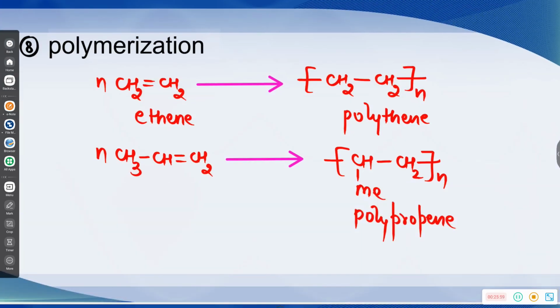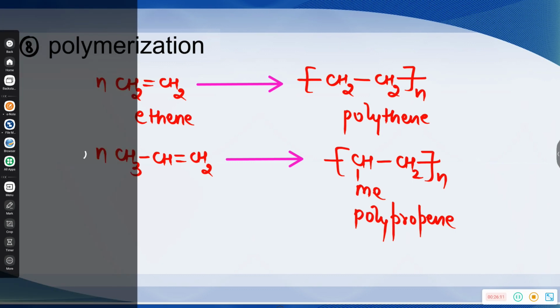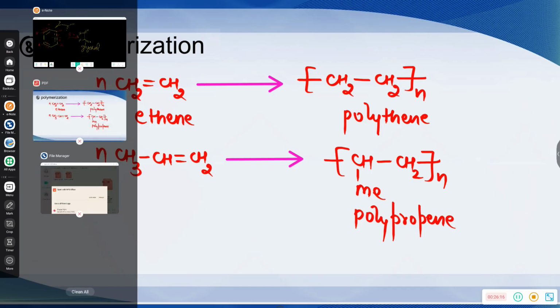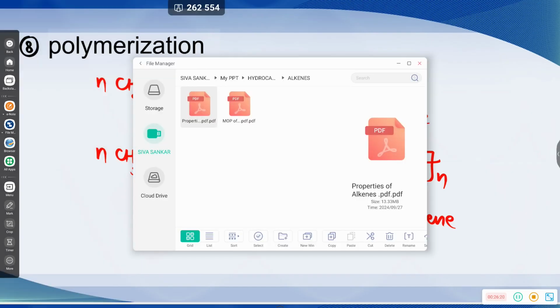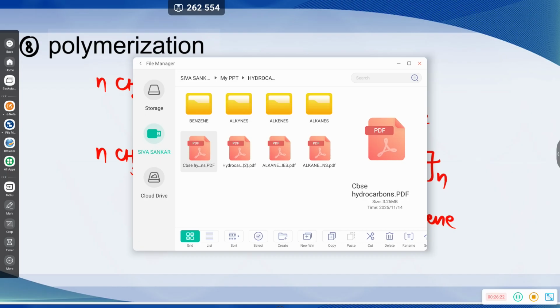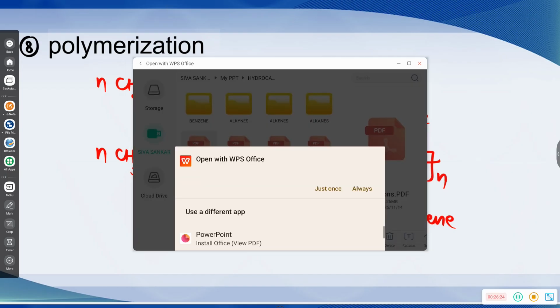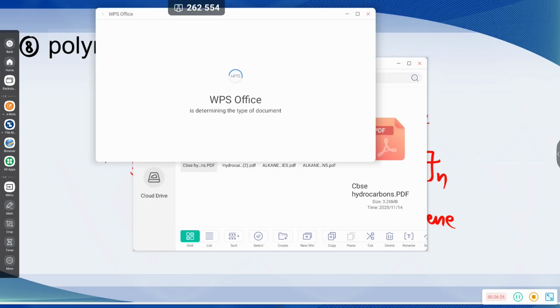Next, polymerization. Very simple, you know. Polymerization is the simplest test of what they can use.